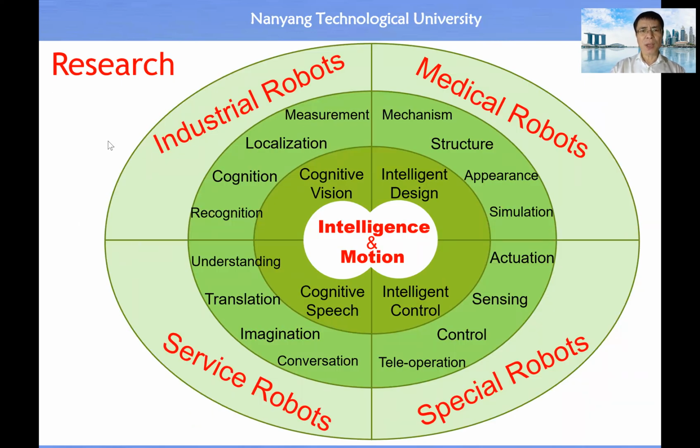This slide shows you my research spectrum. You will see my research covers basic research, applied research, and product innovation. The two keywords underlying my basic research are intelligence and motion. There are four pillars inside my basic research: cognitive vision, cognitive speech, intelligent design, and intelligent control. In terms of applied research, my interests cover all these topics inside the middle rim. And in terms of product innovation, my interests cover industrial robots, medical robots, special robots, and service robots.